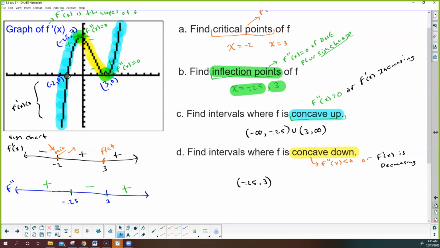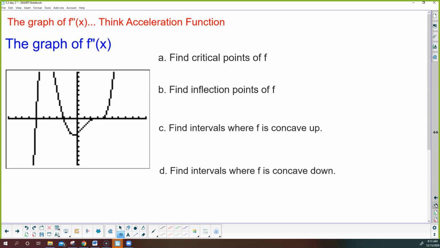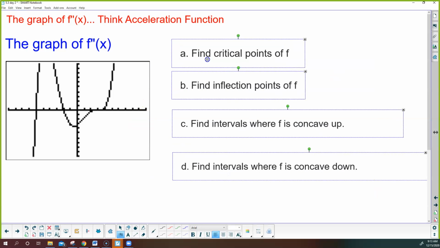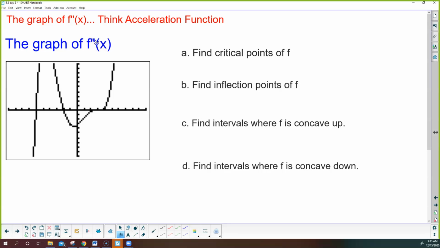All right, we got one last slide that you guys are going to write down. And this one, I just switched it up. I didn't go with the same graph. I just went with a different graph. But we're going to see if we can answer the same points given the graph of f double prime.